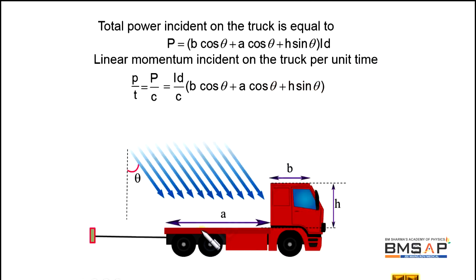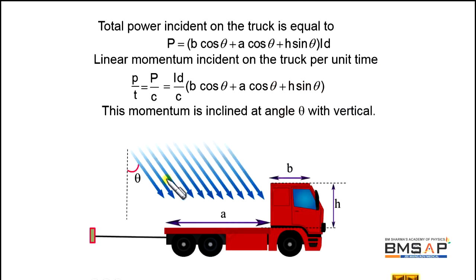As we discussed, all surfaces of the truck are black, or perfectly absorbing. That means the final momentum of the photon is 0. That means the change in the linear momentum will have the same magnitude, that is ID divided by C, and in brackets B cos theta plus A cos theta plus H sin theta. This will be nothing but force, right, but we are interested in the horizontal component of the force, and the horizontal component of the force will be equal to the sine component of the force.